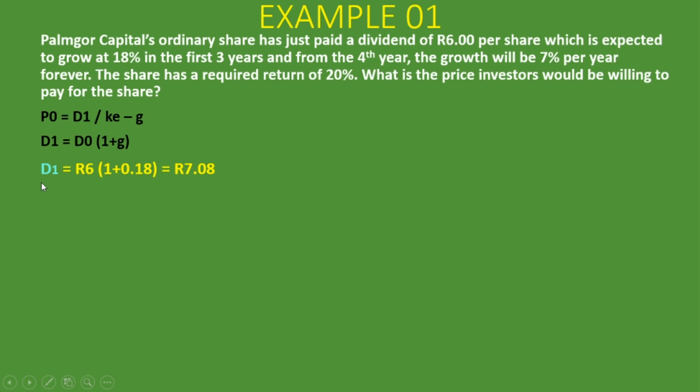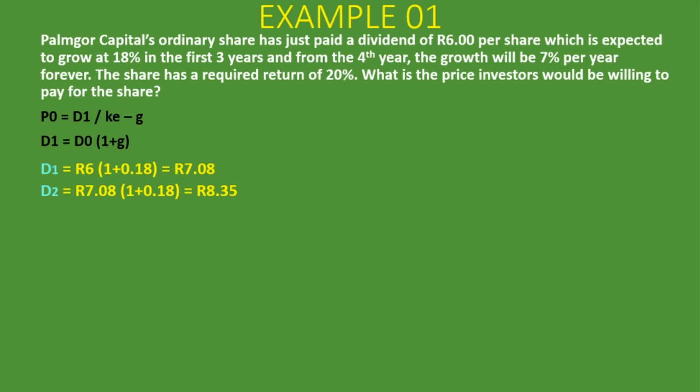Okay. Now, how do we get the dividend at period 2? Well, we take dividend at period 1 times 1 plus G. So we'll take this dividend that we have just calculated at period 1, and then we'll multiply it by 1 plus the growth rate, just like we did for period 1, where we took the one at year 0, the previous period, times 1 plus the growth rate. So for D2, we will take D1, 7 Rand 8 cents, times 1 plus 0.18, and it gives us the dividend at period 2 of 8 Rand 35 cents.